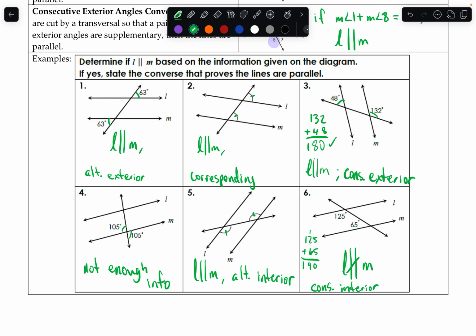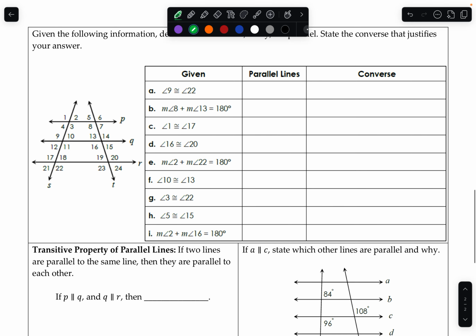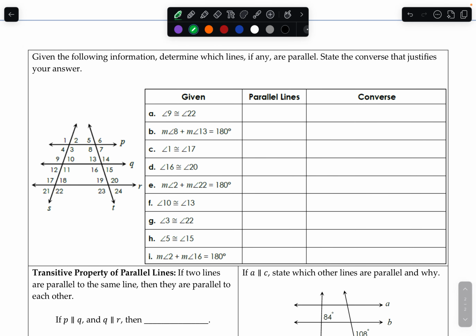All right, moving on. So there's a bunch of different questions here, like, geez, what is that? 9 different ones. And we're going to say, hey, let's look at these angles. Given what we know, are they parallel? And we got P, Q, and R all here. And I'll work through a few of these, maybe all of them. We'll see. All right, first up, angle 9 and angle 22.